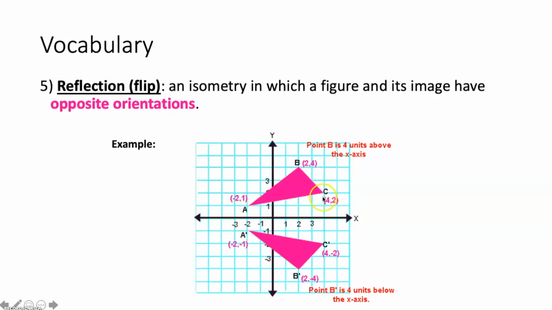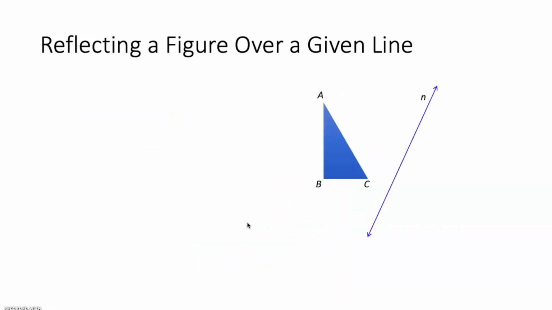So point C is 2 units away from the x-axis. That means C prime is also 2 units away from the x-axis, just on the opposite side of the x-axis. Point B is 4 units away from the x-axis. Therefore, B prime is 4 units away from the x-axis on the other side. A, 1 unit away from the x-axis. A prime, 1 unit away from the x-axis on the opposite side. That's a reflection.